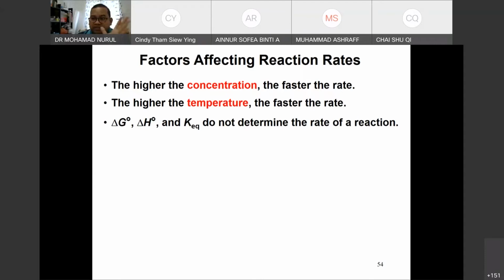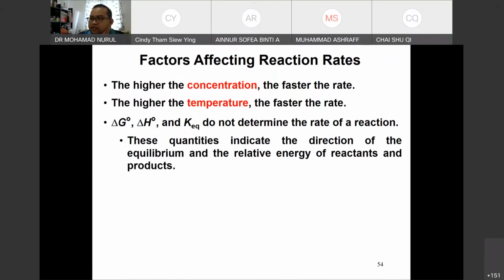What happens, for example, if we increase the temperature? What happens if we increase the concentration of reagent A by 2 times? What happens to the reaction rate? It will increase 2 times, for example. You will see more about this example in chapter 7 and chapter 8. So these quantities indicate the direction of equilibrium and the relative energy of reactants and products.